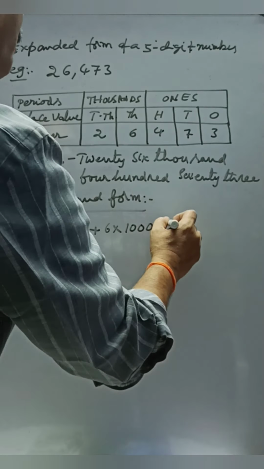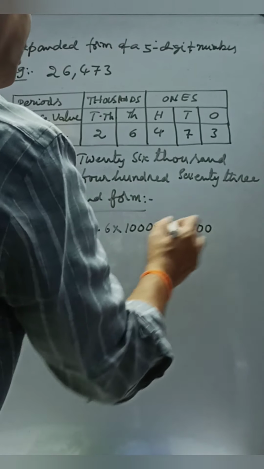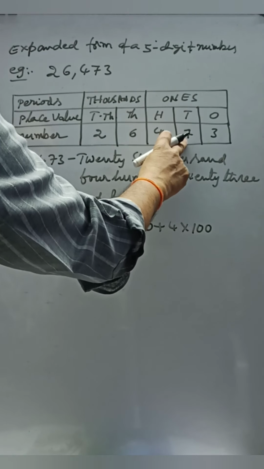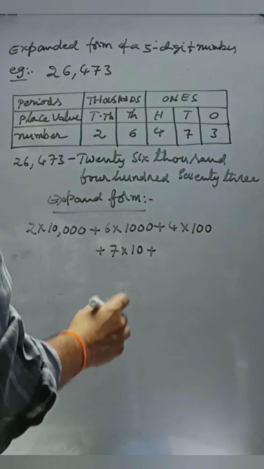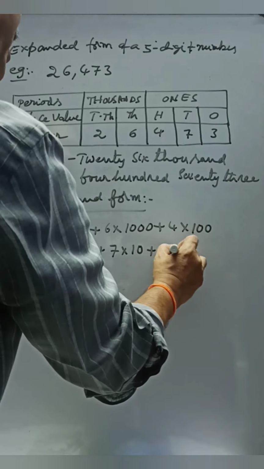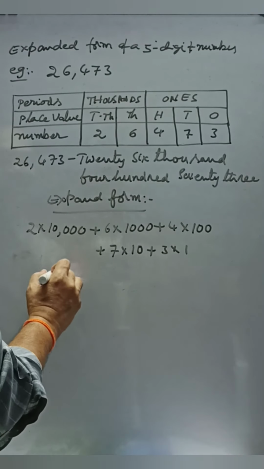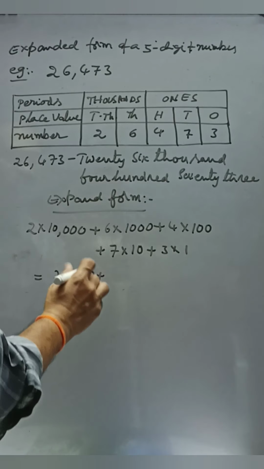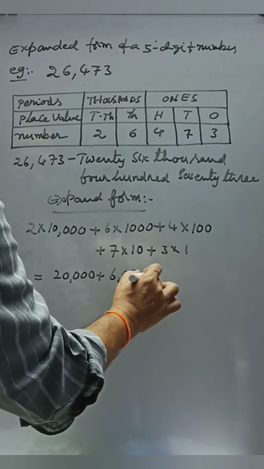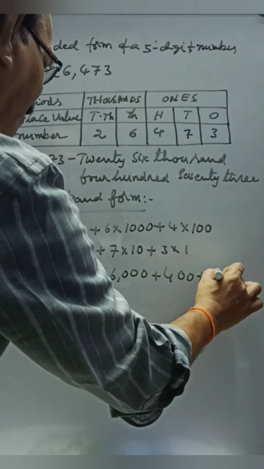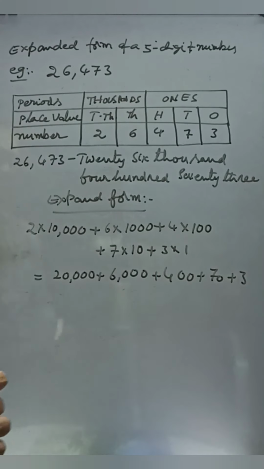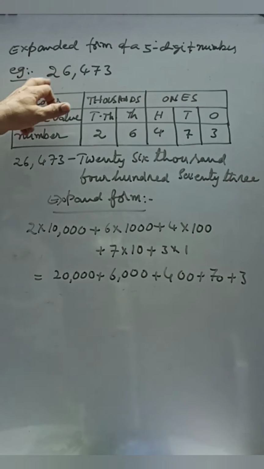So to get the place value, 4 into 100 we will write, plus 7 is in the tens place, so 7 into 10, and 3 is in ones place, so we will write 3 into 1. So it becomes 2 into 10,000 is 20,000, plus 6 into 1000 is 6,000, plus 4 into 100 is 400, plus 7 into 10 is 70, plus 3 ones are 3. This is called the expanded form of 26,473, a 5-digit number. Neatly copy down in the CW.